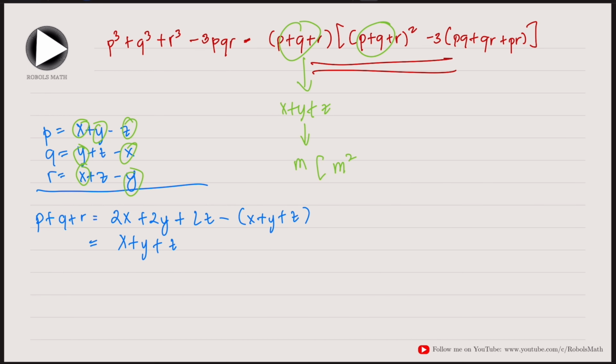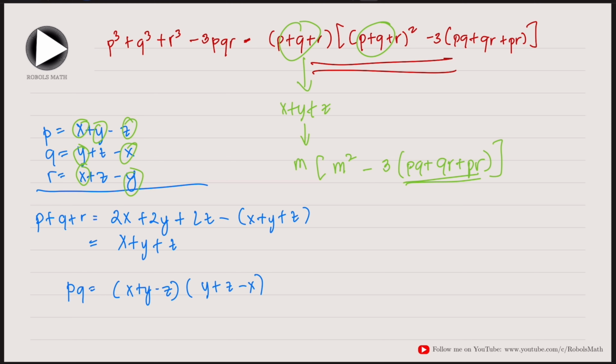So this is m squared minus 3 times pq plus qr plus pr. Right now, we still have no idea what this expression is. So to do this, we can multiply p and q. We get pq is equal to x plus y minus z times y plus z minus x. This looks too tedious, too long for me because we are multiplying a trinomial by another trinomial. So I'd like to suggest an alternative step for this one.